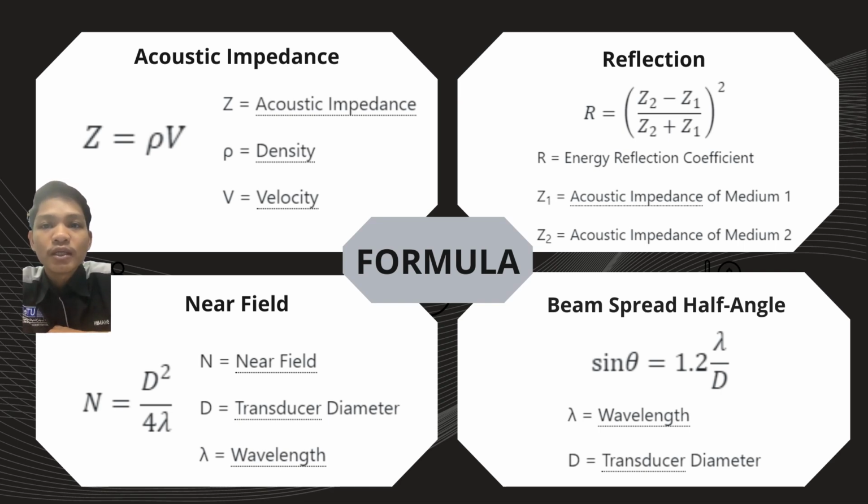The second last formula is near field, N equals D squared divided by 4 lambda, where N is near field, D is transducer diameter, and lambda is wavelength. The last formula is beam spread angle, which is sin theta equals 1.2 lambda divided by D. Lambda is wavelength, D is transducer diameter.